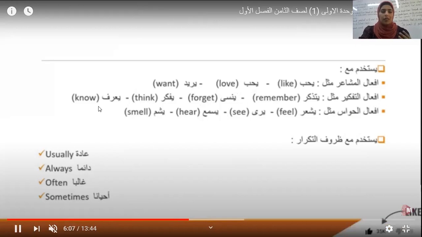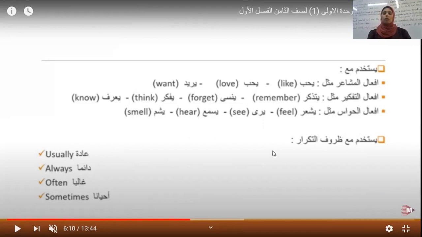Forget, think, and know are also examples of thinking verbs. We can also use present simple with feelings and senses, like I feel, she feels, see, hear, smell.